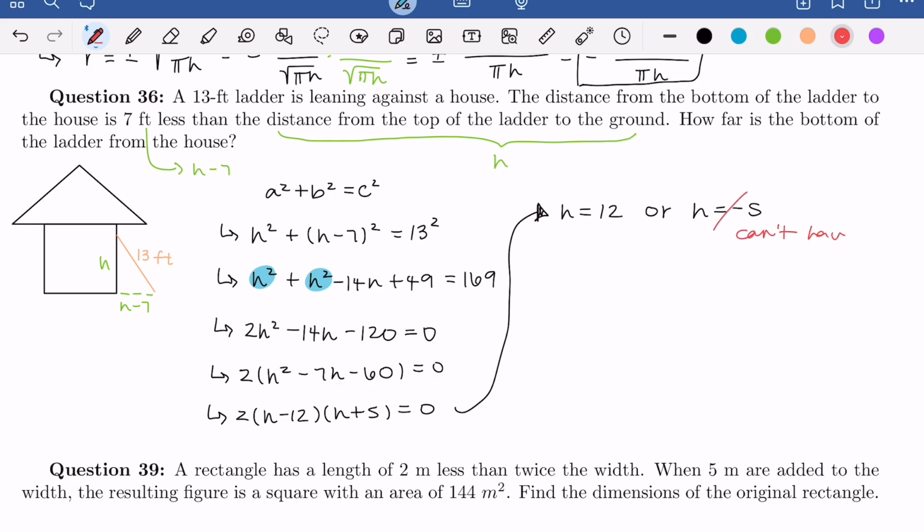We can't have negative height. All right, so from here, we know that the height must be 12 feet. And the question was, how far is the bottom of the ladder from the house? So this distance. So what we can do then is plug that 12 into our equation here for this distance. So this will be 12 minus 7, which gives us 5. So that means the distance between the bottom of the ladder and the house here is going to be 5 feet.